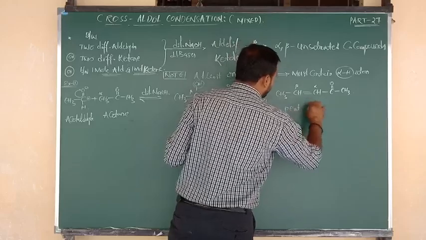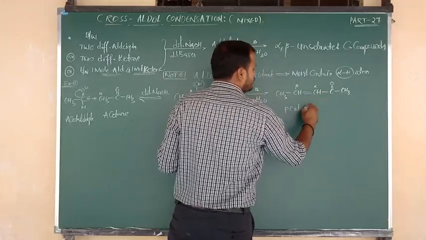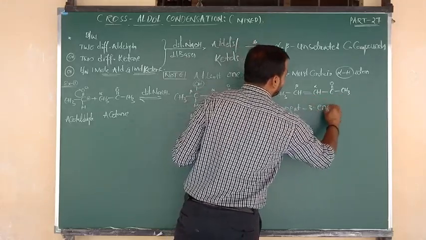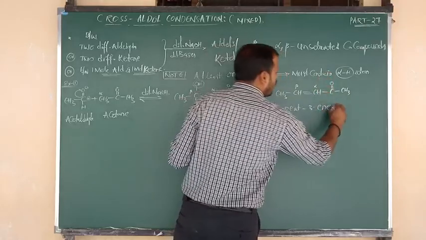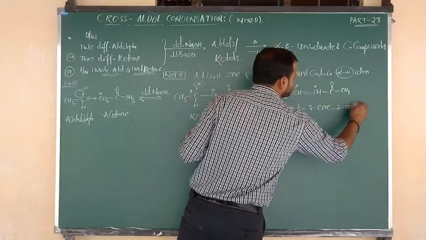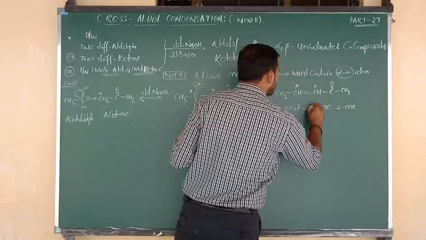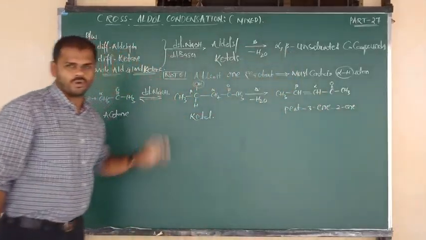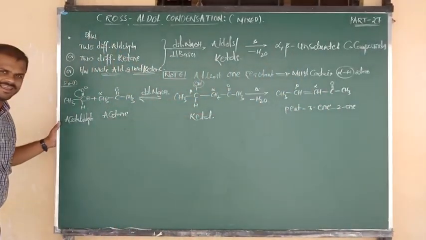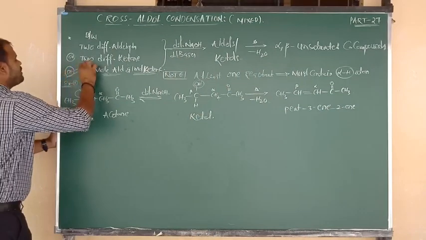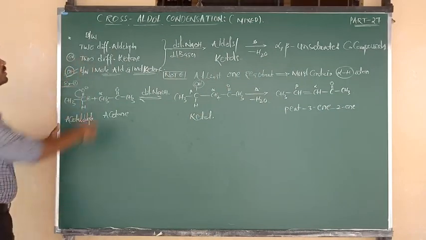5 carbons is nothing but pent. 1, 2, 3: the 3rd carbon contains a double bond, nothing but ene. And the second carbon contains the ketone, that is nothing but 2-one. So what is the IUPAC name of this final product? Pent-3-en-2-one. I hope you understand that clearly. So this condition was applied. Now I want to give you another condition.